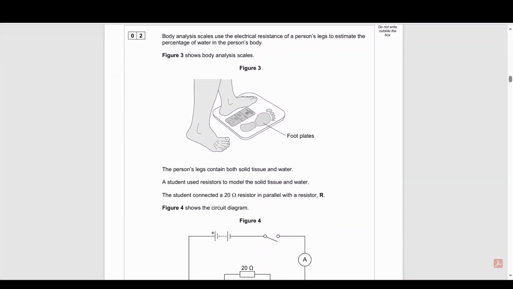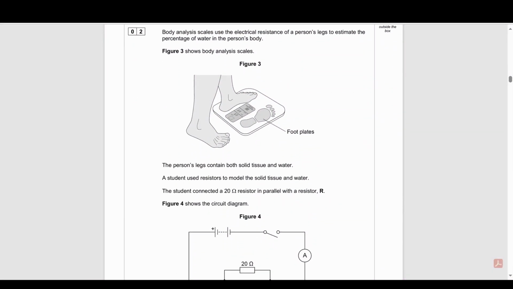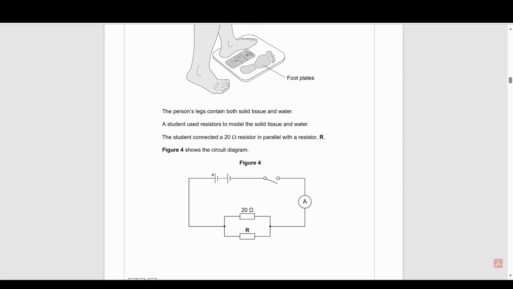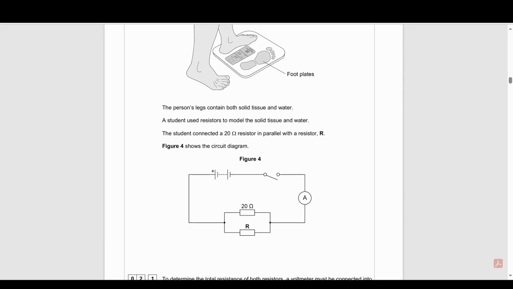Question 2. Body analysis scales use the electrical resistance of a person's legs to estimate the percentage of water in the person's body. Figure 3 shows body analysis scales. So the person puts their foot down, and then it will measure the percentage of water in the human body through resistance. The person's legs contain both solid tissue and water. A student used resistors to model the solid tissue and water. The student connected a 20 ohm resistor in parallel with a resistor R. Figure 4 shows the circuit diagram.